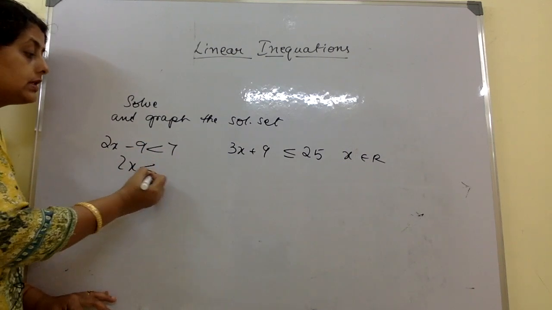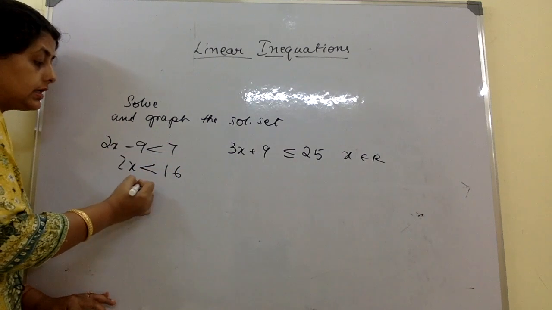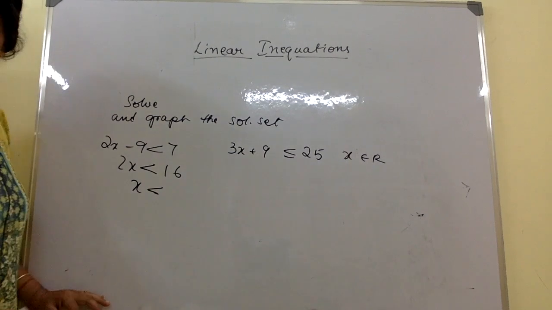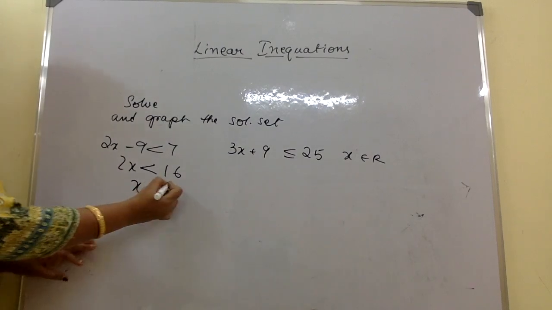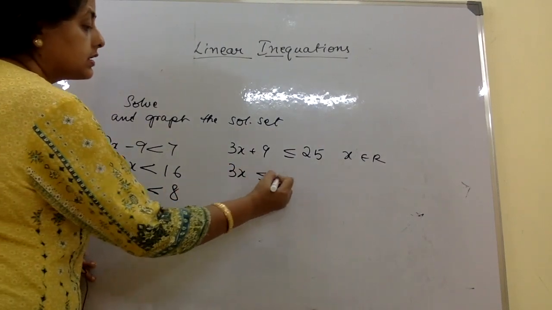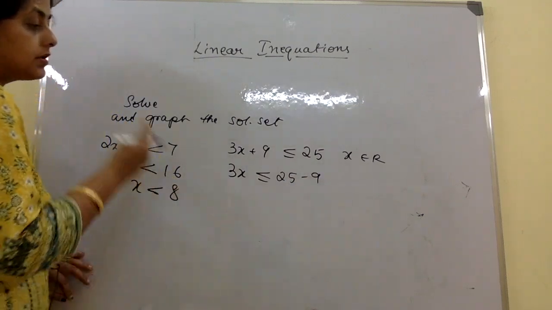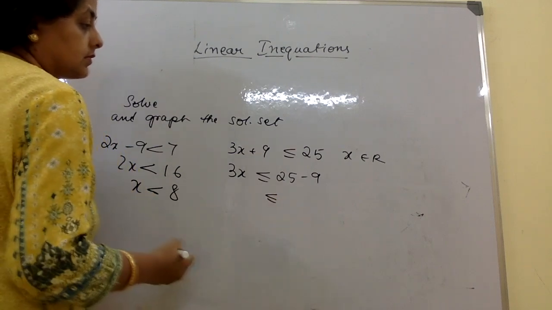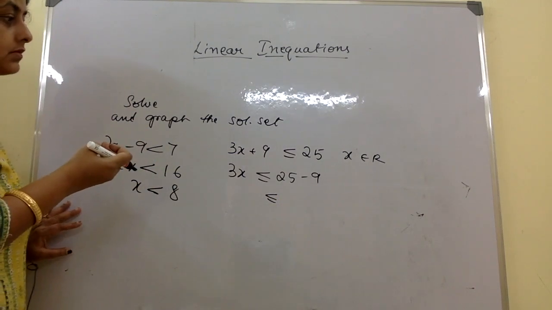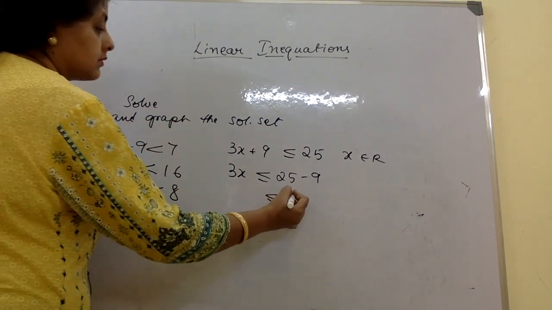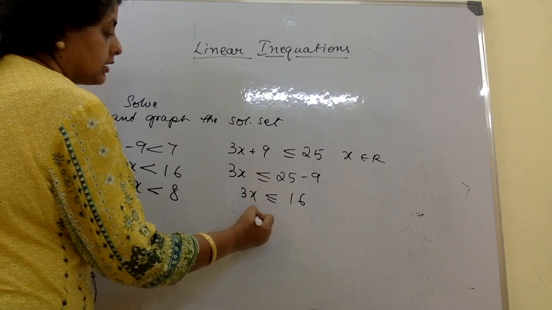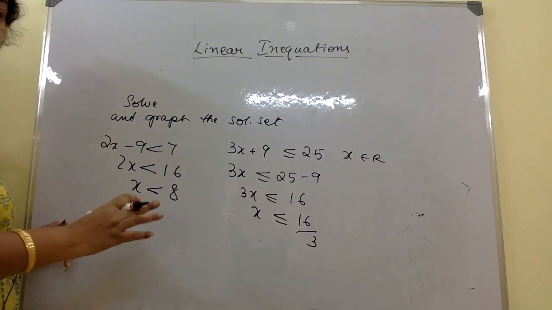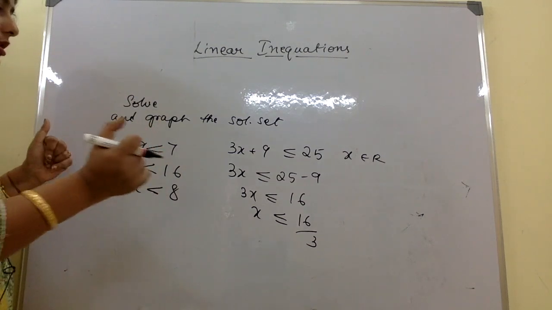So here 2x is less than, this is 9, this is 16, x is less than 8. There is no less than or equal to. Now here 3x is less than 25 minus 9, and how much is it? That's 16. 3x, so x is less than 16 by 3. Now these are my two values of x. I am supposed to make the graph for this, that is, put it on the number line.